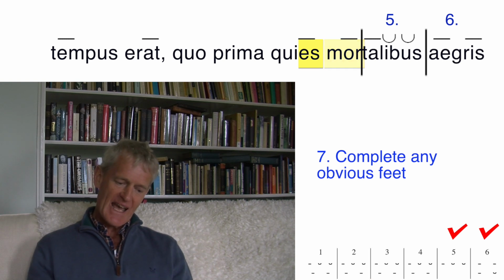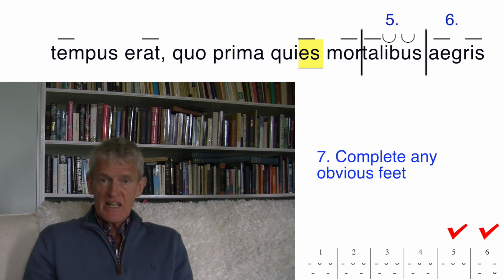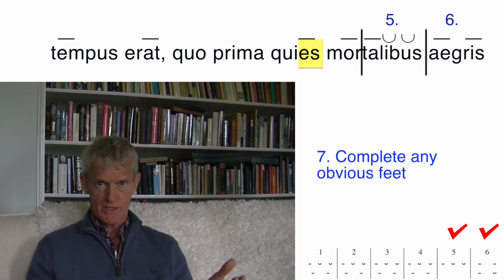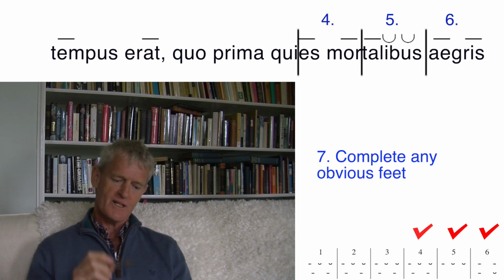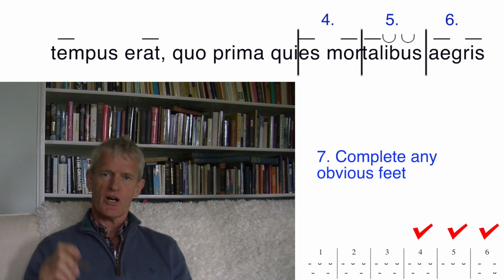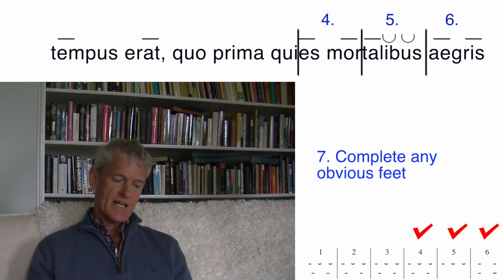Therefore, the ae of aegris must have been long, even if we didn't know how to pronounce the word. Now by creating that division, we've now nailed foot number 4. We've got da, da, da, di, di, da, da as the end of this line.